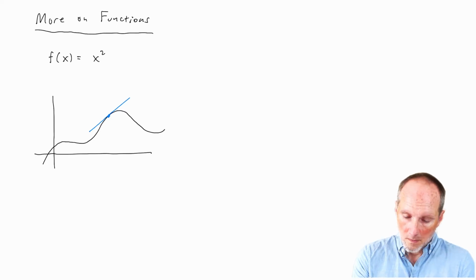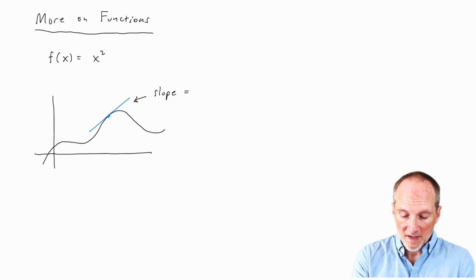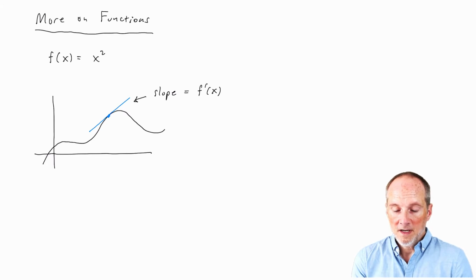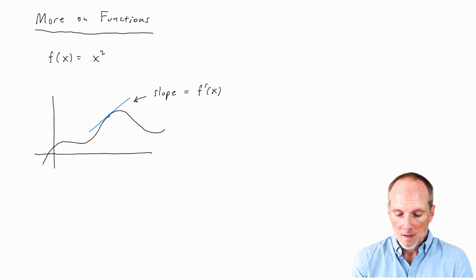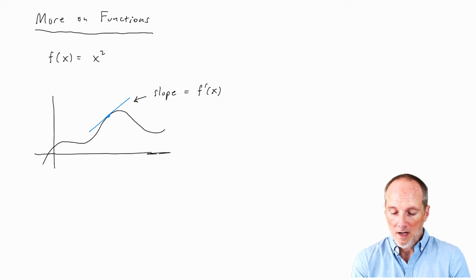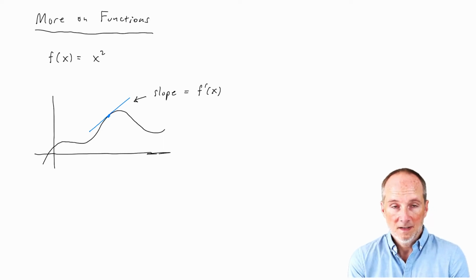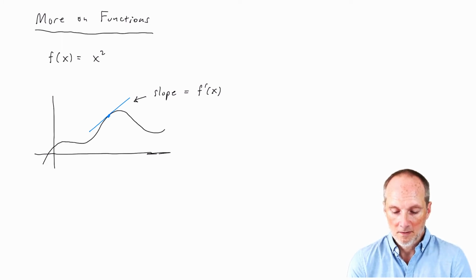So this slope, the slope of that tangent line, is f prime of x. We computed f prime of x for the special case of a quadratic function. It was 2 times x. Well, of course, there's a lot more functions, and we don't know exactly what form the derivative takes, but it is well defined as long as the function has a nice smooth graph.